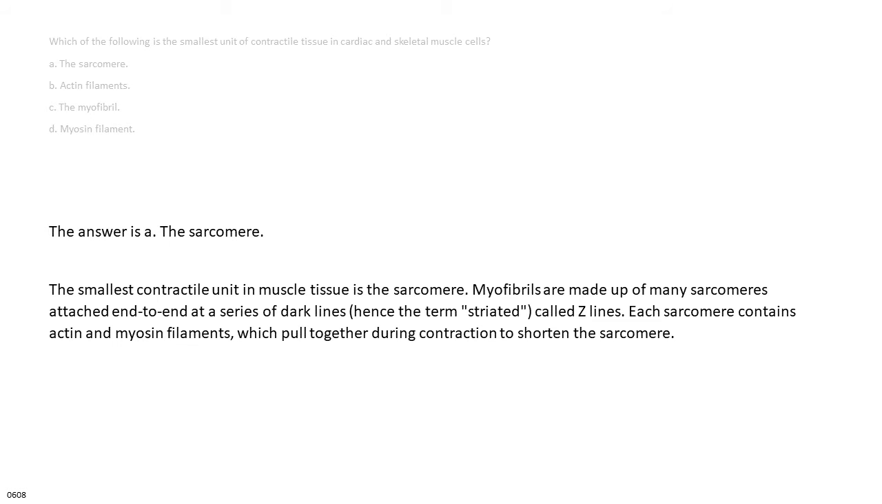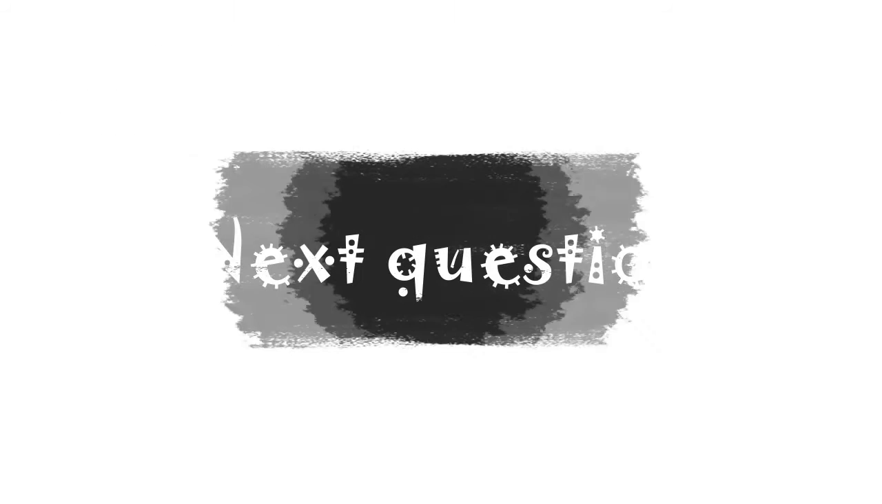The answer is A. The sarcomere. The smallest contractile unit in muscle tissue is the sarcomere. Myofibrils are made up of many sarcomeres attached end-to-end at a series of dark lines, hence the term striated, called Z-lines. Each sarcomere contains actin and myosin filaments, which pull together during contraction to shorten the sarcomere.